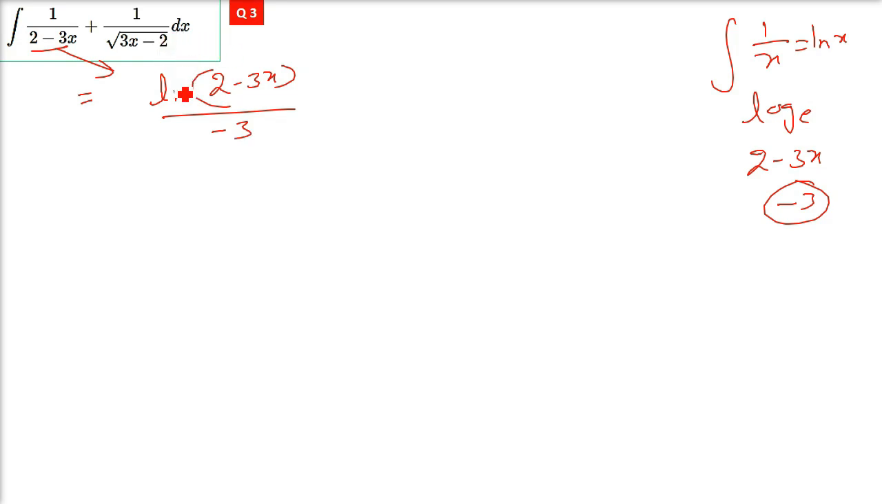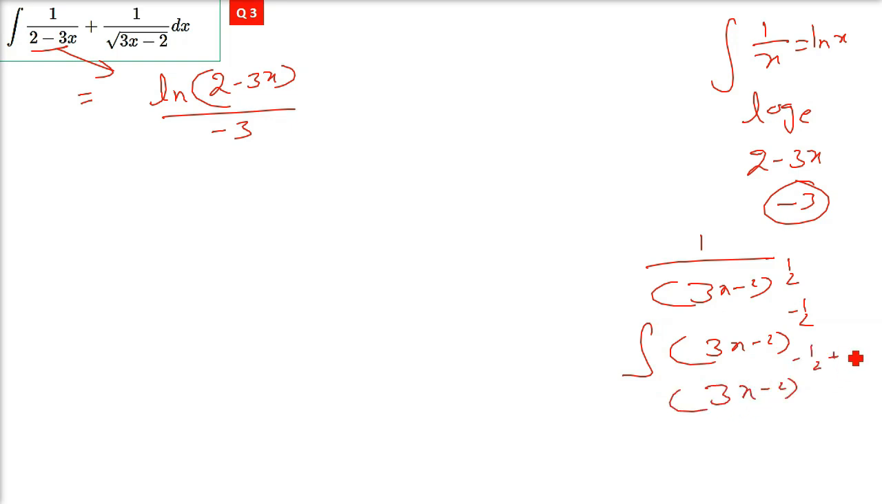The next one is 1 by under root 3x minus 2. This integration you already know. So we'll take this 3x minus 2 in the numerator. It will go negative half. Whatever power is there, when it goes up, it will go minus. So 3x minus 2 to the power minus half plus 1 divided by minus half plus 1. 3x minus 2 to the power half, it will be 1 minus half is half. Denominator 1 minus half is half. So we have this half, 2 goes up. So twice into 3x minus 2 to the power half. And we have to differentiate 3x minus 2, which is 3, and that has to be kept in the denominator.